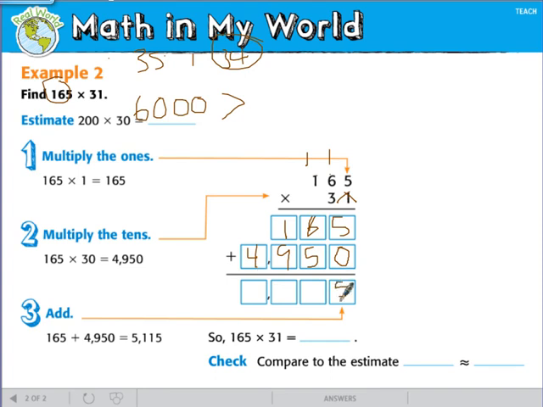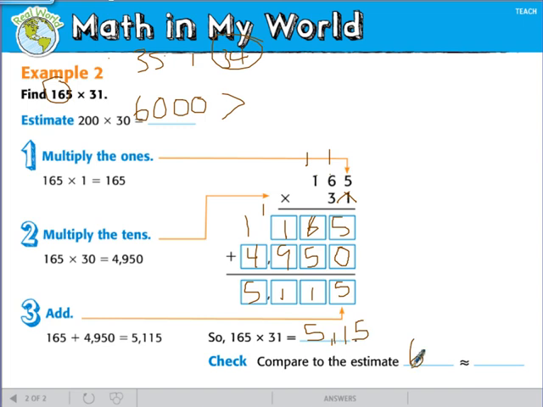5 plus 0 is? 5. 6 plus 5 is 11. What do I have to do with my 1? Carry it over the 1. Right. 9 plus 1 is 10. Plus 1 is 11. 4 and 1? 5. So, 165 times 31 is 5,115. We're going to check it against our estimate.